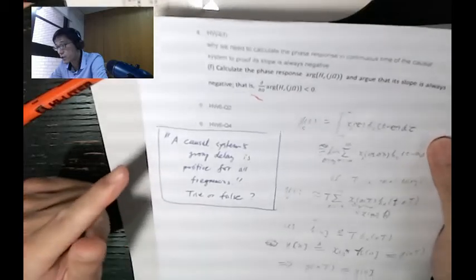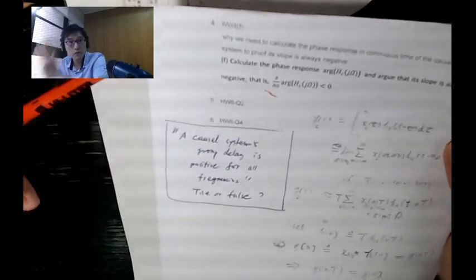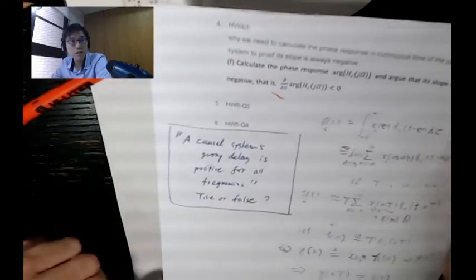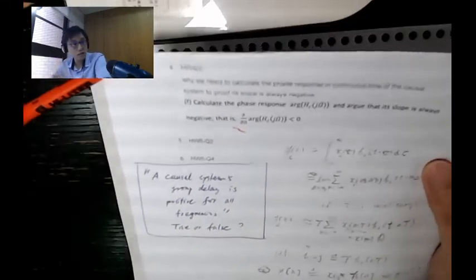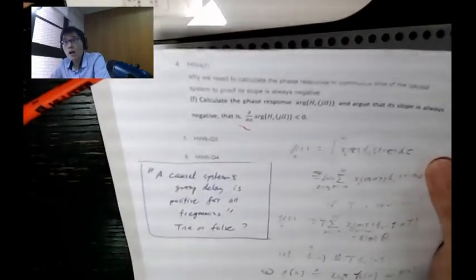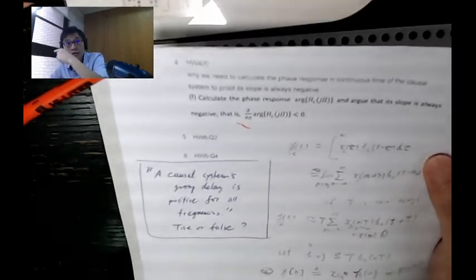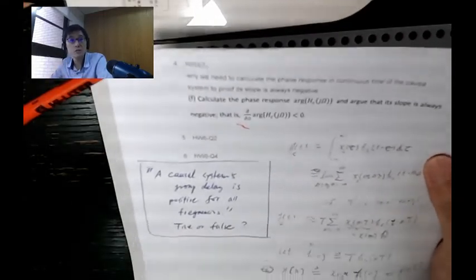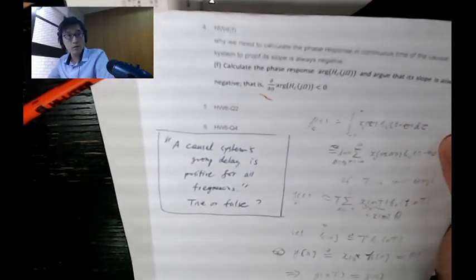A causal system's group delay is positive for all frequencies, right? Causal, right? Output cannot occur before the input comes in. So if that's the property, then group delay is a delay, so everything has to be delayed. That's the meaning of a causal system, right? So why do we bother to verify that the group delay is always positive for this all-pass system? Wouldn't it always be the case for any causal system, true or false?